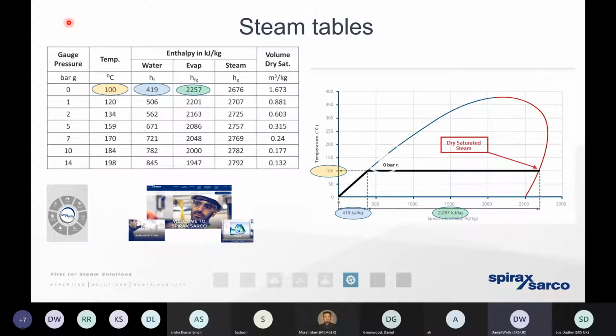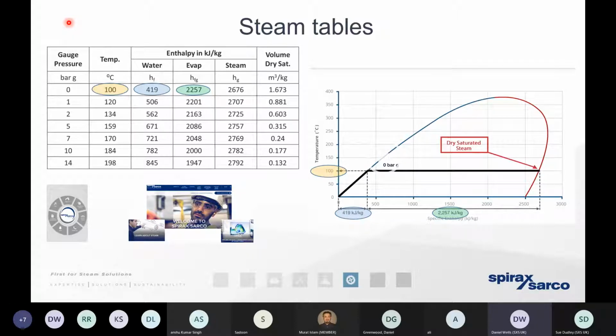That shows us the pressure. Now, this could be the pressure that the steam's generated at in the boiler, the pressure that the steam is distributed at in the pipework, or it could be the pressure that we're condensing the steam at in the heat exchanger. Let's use the example of 0 bar gauge, atmospheric conditions.